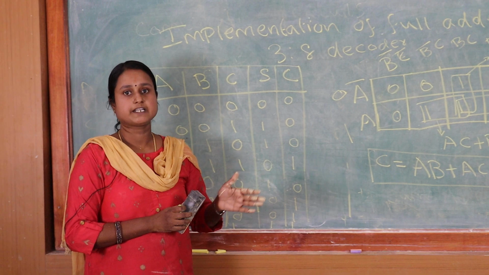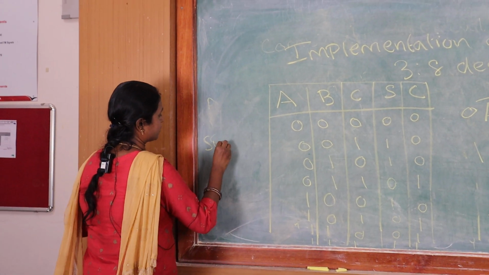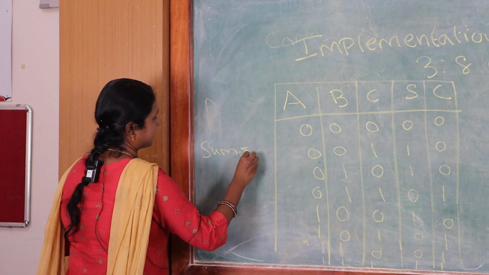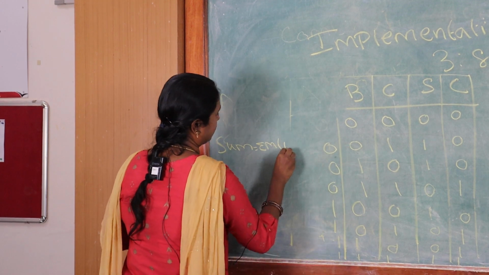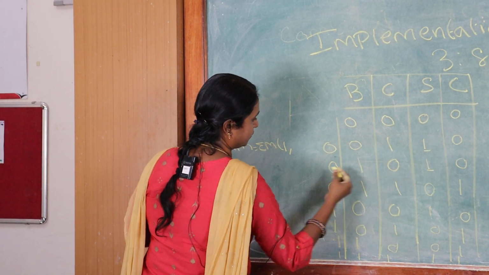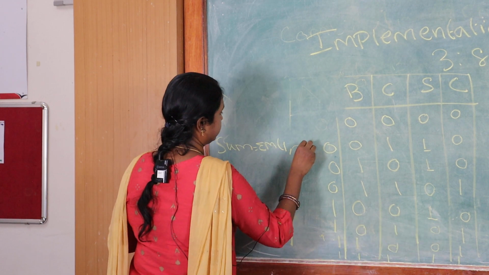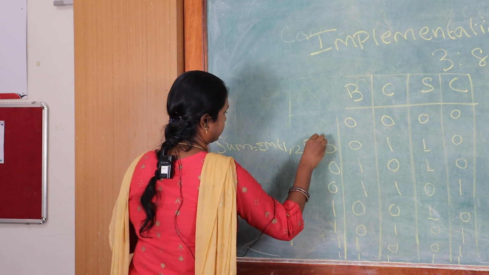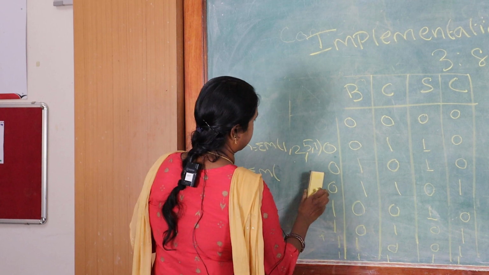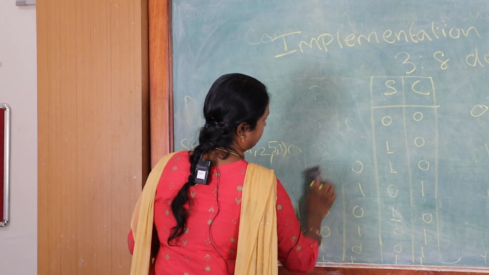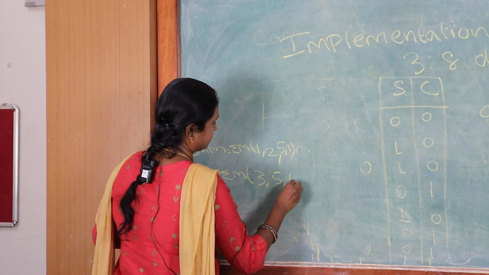Apart from that, for implementing in a decoder, we have to write the min terms and max terms also. So for sum, what are the min terms we are having? 1, 2, as well as 4, 7. For carry, 3, 5, 6, 7.